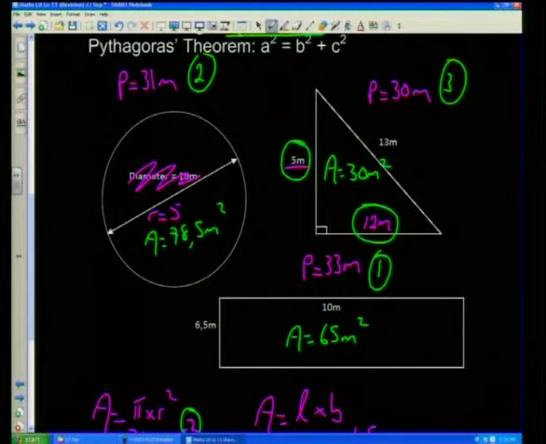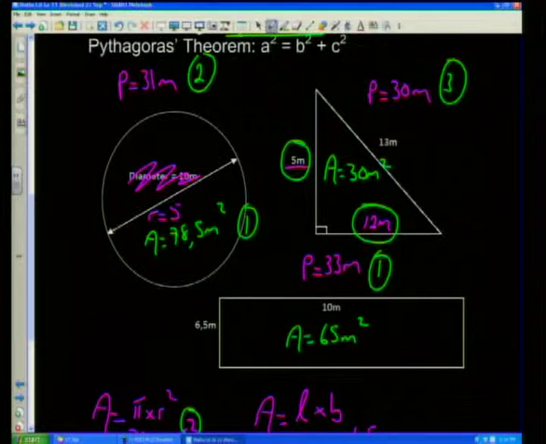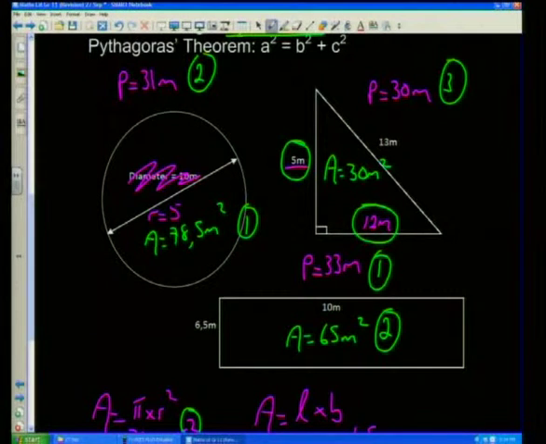Now we're looking at area. In area, who gets our first place? This is interesting. Our first place now goes to the circle with an area of 78,5 meters squared. Okay. Who's in second place? In second place is the area of my rectangle. And in third place, way down here, is the area of my triangle.